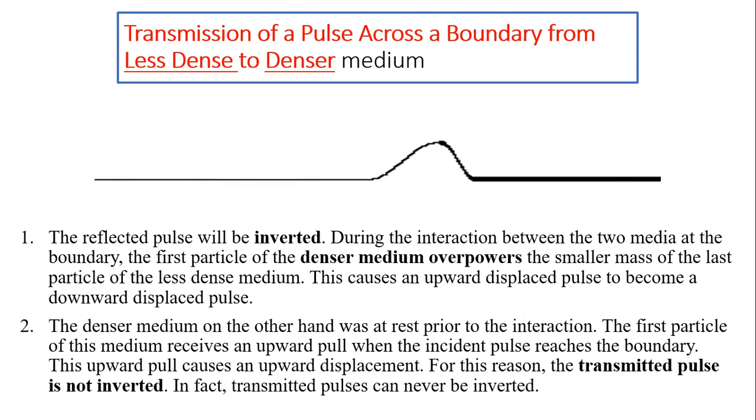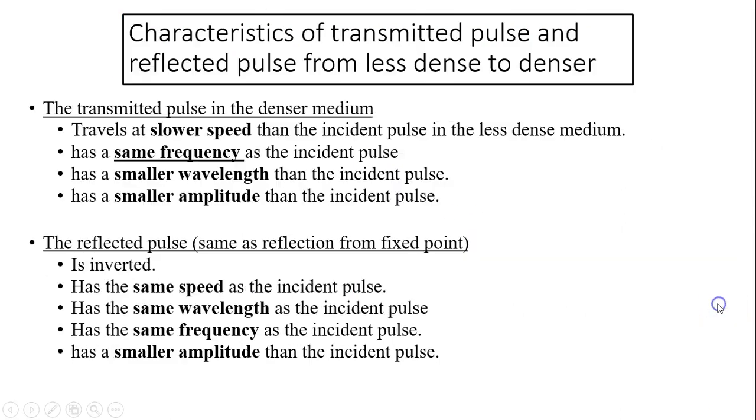So for this reason, the transmitted pulse is not inverted. Only the reflected pulse is inverted. In fact, a transmitted pulse can never be inverted. Let's look at some characteristics for reflected and transmitted pulses. The transmitted pulse travels at a slower speed than the incident pulse.